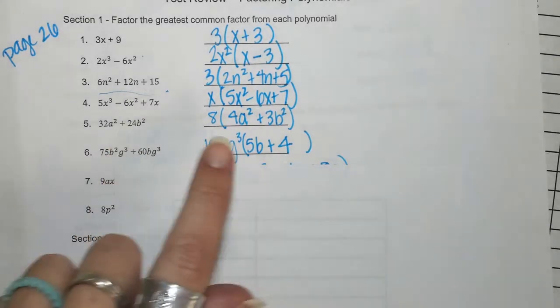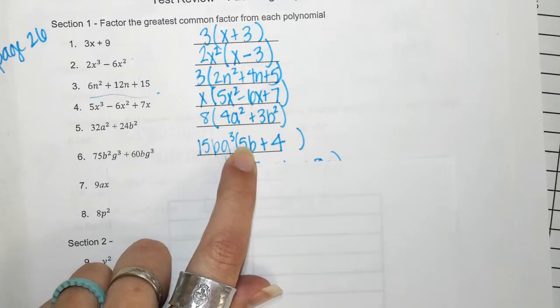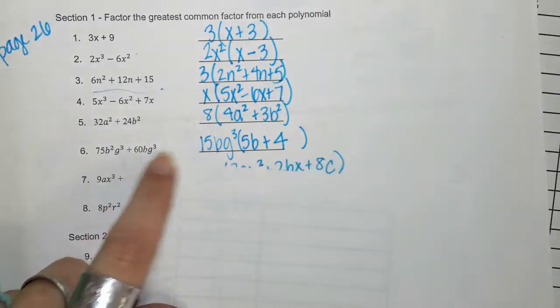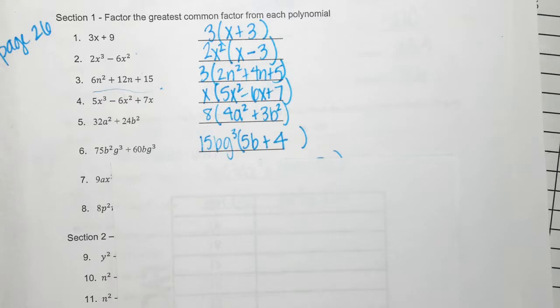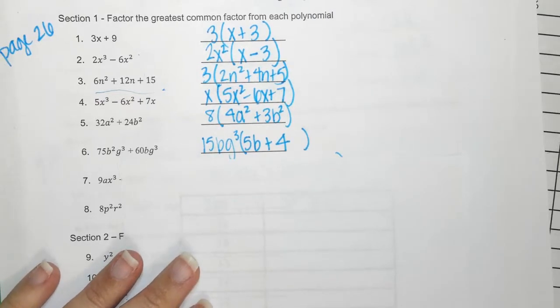You have 2 B's, you take 1 out, you've got 1 left over. You've got 3 G's, you take 3 out, you have none. Then you do 60 divided by 15 and you get 4. 1 B, take 1 out, you've got none. 3 G's, take 3 out, you've got none. You've got to take the highest number and the lowest exponent every time. The largest number that will go into both of them.